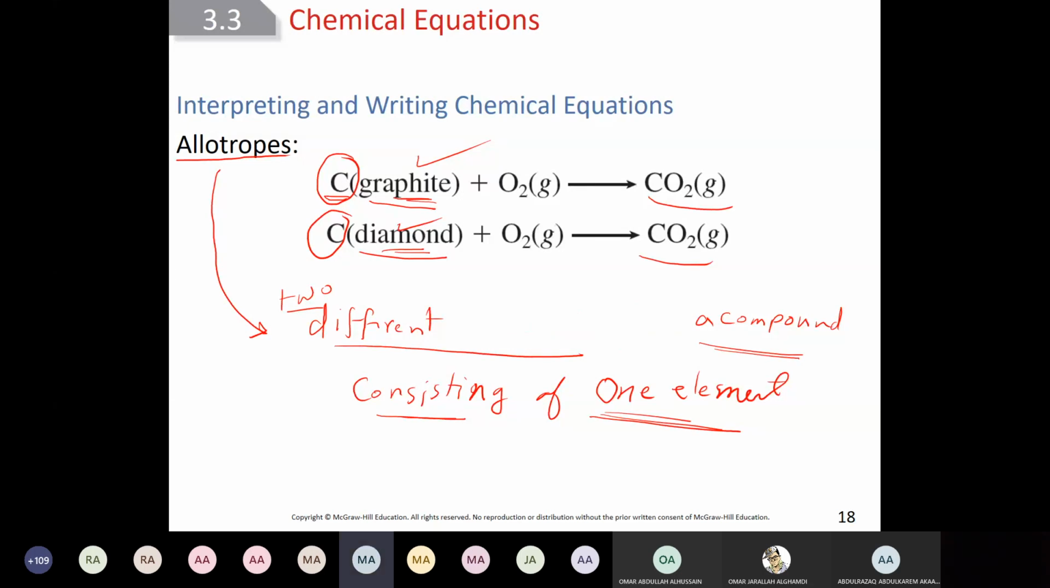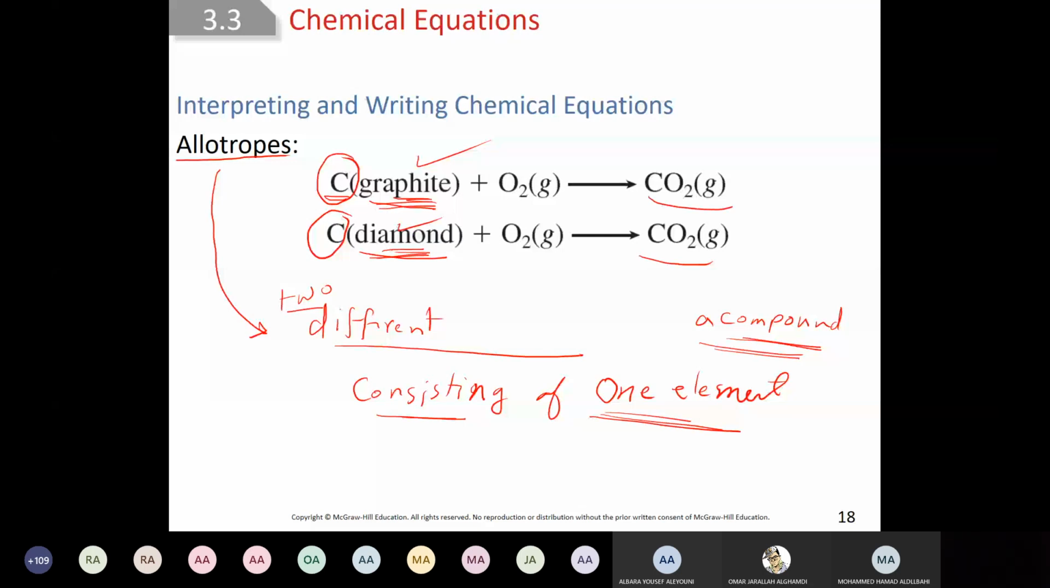So they are not isotopes, Doctor? No, they're not isotopes. They are two different compounds. One of them is graphite and the other one is diamond, each consisting of one element. Both of them consist of only one element, like graphite and diamond. Give me an example of another allotrope. Oxygen and ozone, O2 and O3. Two different compounds. This one is different from this one, and both of them consist only of oxygen. Good.